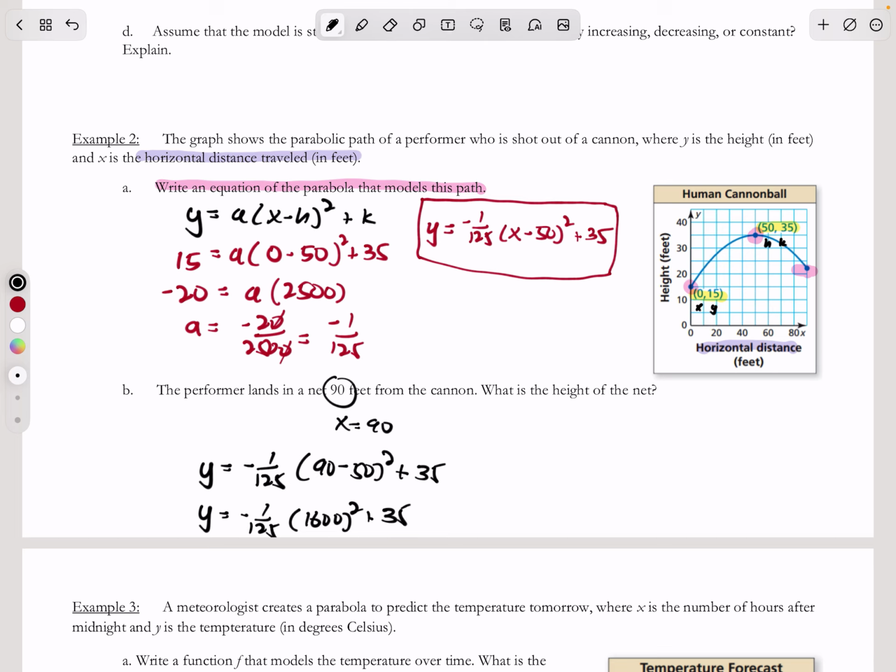I can run and grab my phone really quick, but I think for now, this is going to be negative 1,600 over 125. 1,250 would be 10. 1,500 would be 12. 12.8. This is negative 12.8 plus 35. Who needs a calculator, right? So the performer is 22.2 feet above the ground. And if you look at the graph, that looks pretty solid. That's basically just above 20. So you can see it checks out.